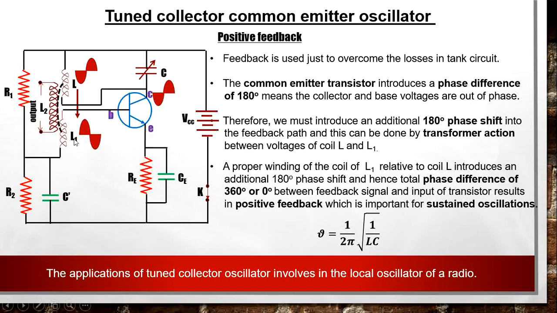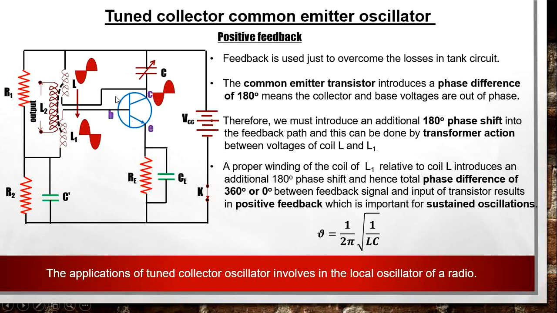So the winding of coil L1 with respect to coil L will be made in such a way that during mutual induction there is a 180 degree phase difference between the signals. With this we have 180 degree phase difference from base to collector and 180 degree phase difference from coil L to L1. So finally, when the signal reaches the base of the transistor, it will be in the same phase as that of the previous signal. So there is a 360 degree or 0 degree phase difference, which means there is positive feedback at the input of the amplifier, and in this way we can get sustained or undamped oscillations.